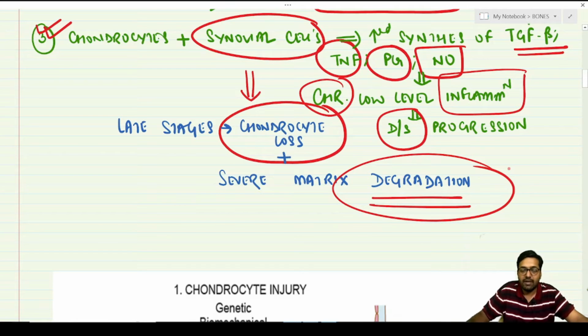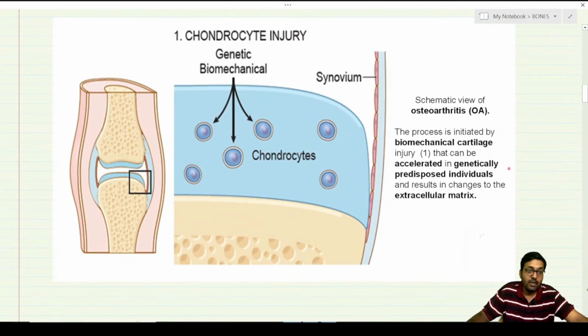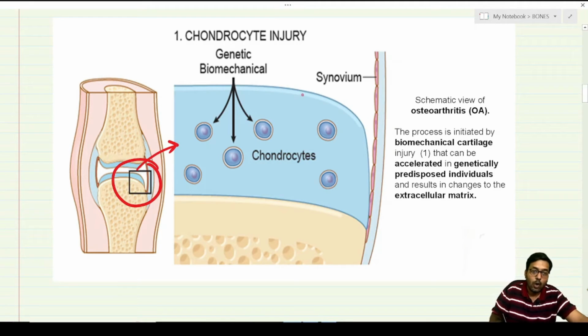So whatever we have discussed, I am going to explain to you now with the help of a diagram. So this is basically a joint, as we can appreciate, and we have taken this joint over here and magnified it. Now, this is basically a normal joint wherein you can see this is the bone below and over here the cartilage above. So normally we can appreciate there's a full thickness of the articular cartilage over here.